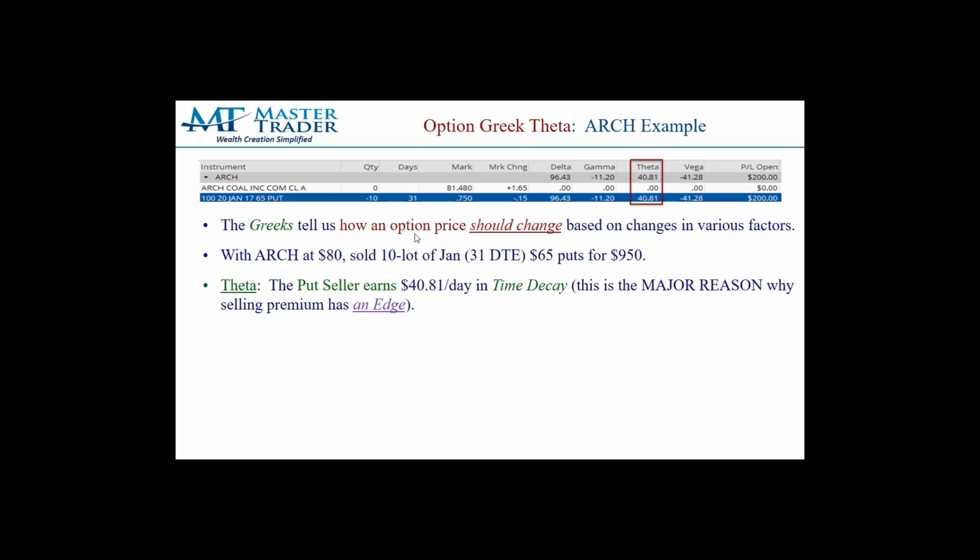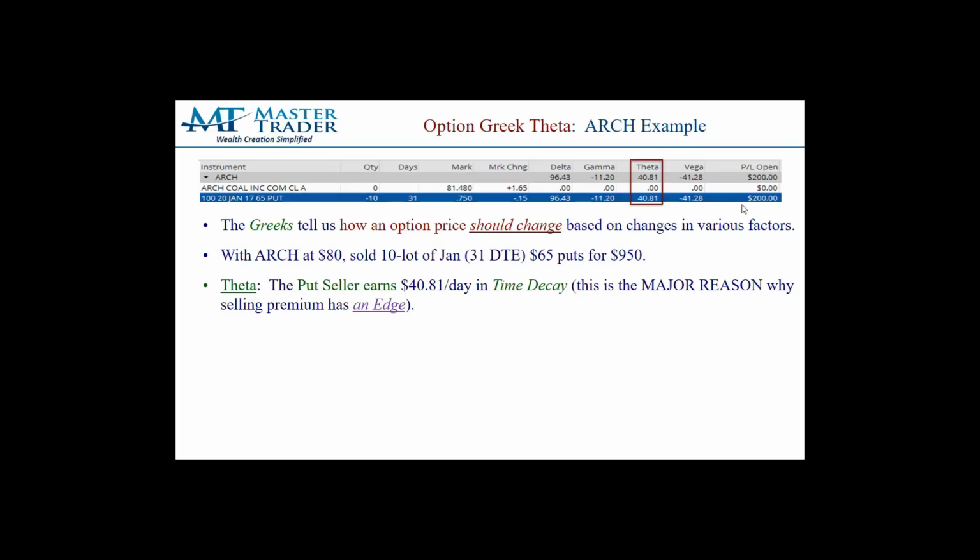The Greeks tell us how an option price should change based upon different factors. We're just focusing on theta in this lesson. My option quote screen here with Thinkorswim says I should make roughly 41 bucks a day in theta, which is time decay income. The put seller, which was me, this is my order entry box, earns that in time decay, and that's the main reason why we love selling options around patterns.